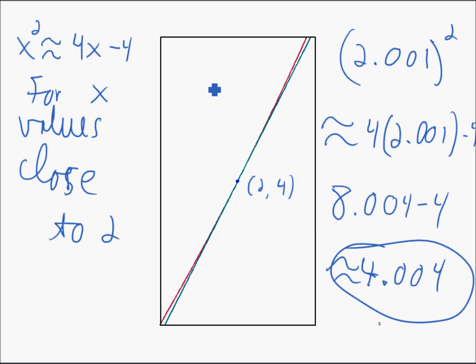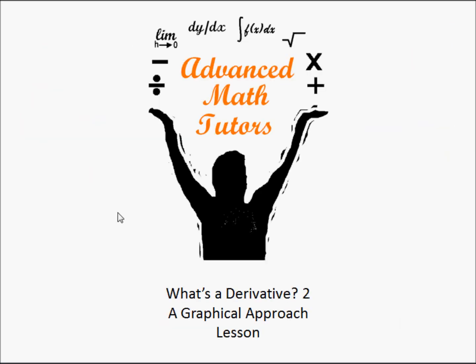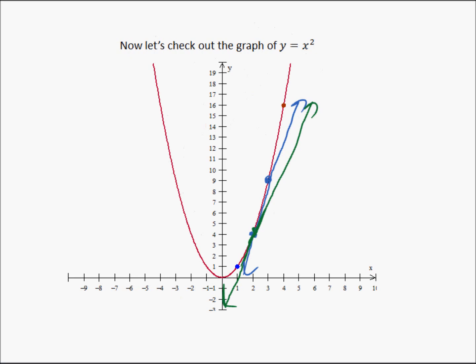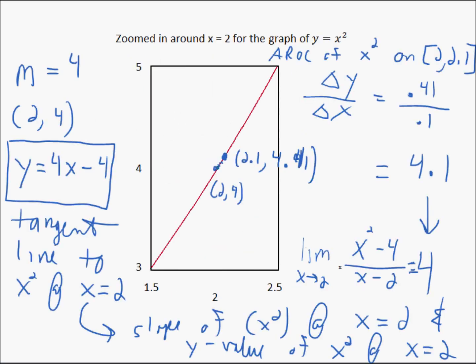So our tangent line is really just used to approximate more difficult functions with lines. But the main idea here, again, for the graphical approach to derivatives is that if you take a function and you zoom in far enough, sometimes it starts to look like a line. And if it does start to look like a line, we should be able to find the slope of the line that it looks like.